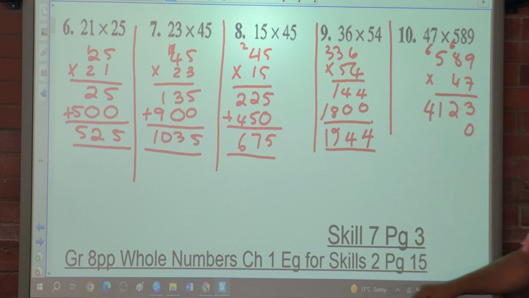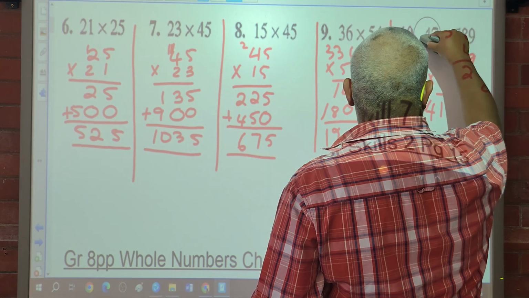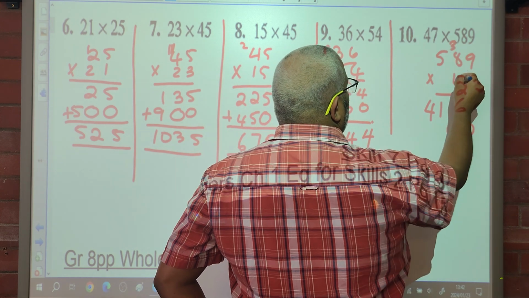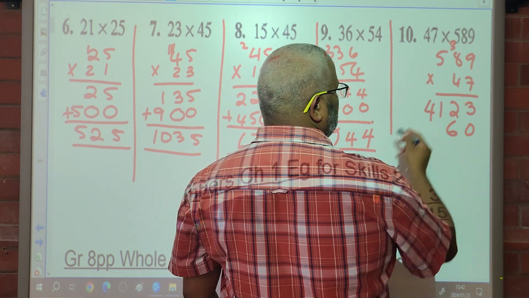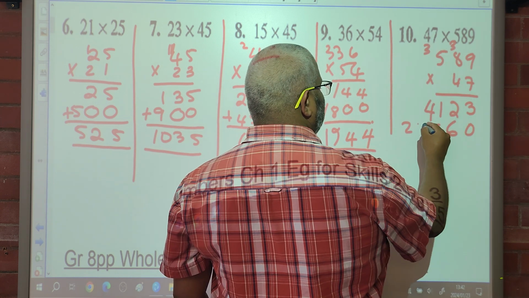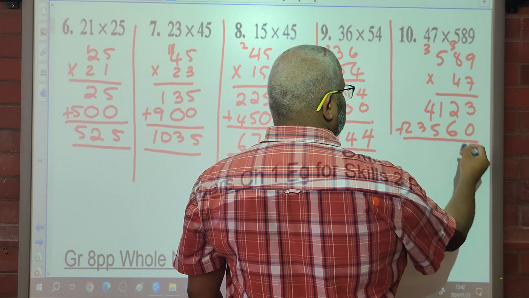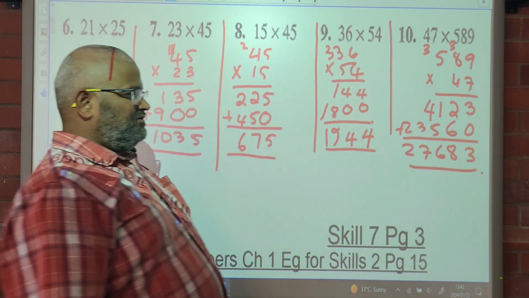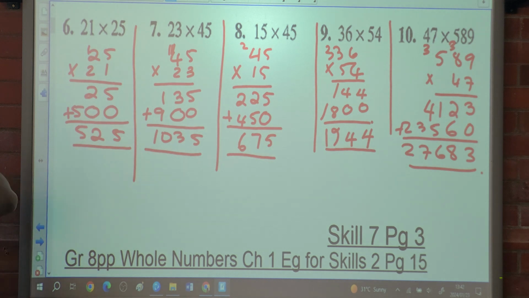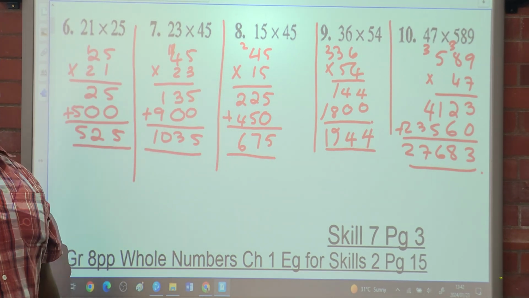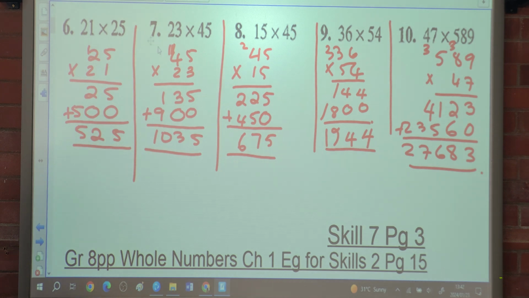4 times 9? So let's just take this out here. 4 multiplied by 9? 36. 4 multiplied by 8? 32. Plus 3? 35. 0 plus 3 is 3. Who got that one right? Okay, so it's 27,683. Okay. Any questions? Any confusion so far? No?